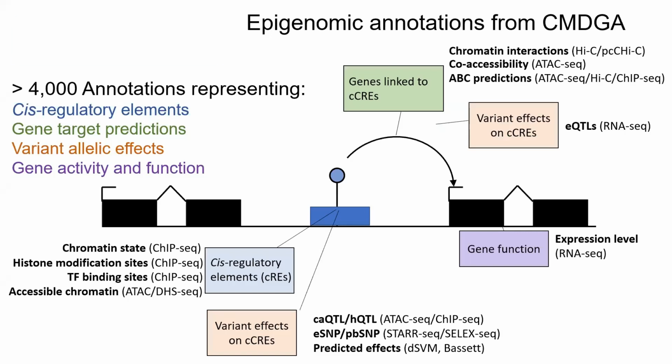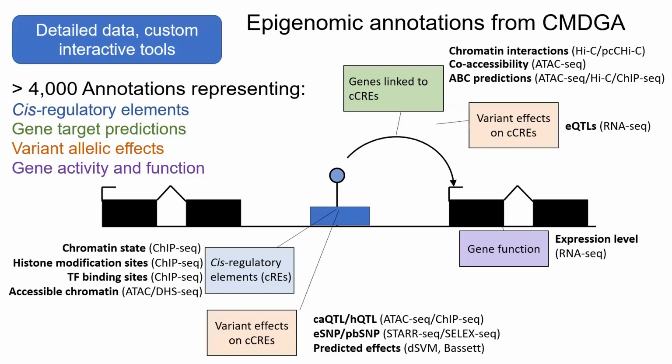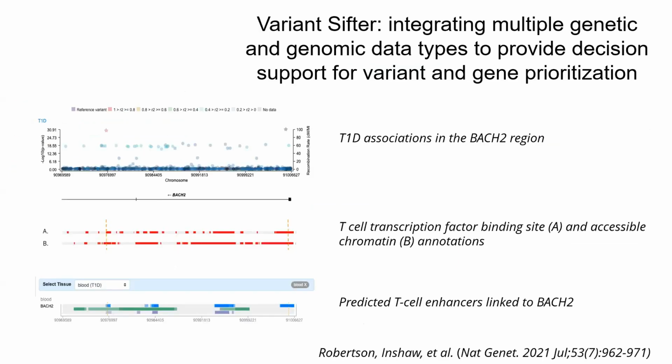Now on the other side, we provide lots of detailed data and custom interactive tools. Of course, this depends a lot on our partner resource, CMDGA, because they collect all of the regulatory and epigenomic data and send it through to the portal, and we can display it on the portal. I'm not going to go through this whole slide because we've heard a lot about this before, but the effects of especially non-coding variants on gene regulation in a tissue-specific way are very important for understanding how variants work and how they're involved in disease. So we need to incorporate all of these types of data, and we're continually incorporating more.